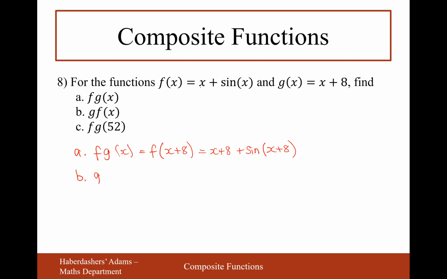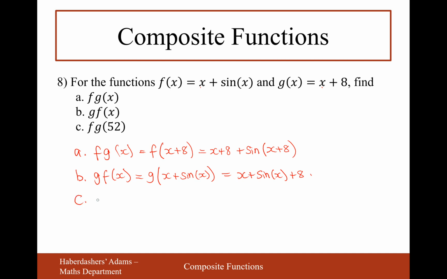Moving on to part B is now going to be gf of x. So it's going to be g of the f function. The f function is x plus sine x. And then I need to put this algebra into the g function. The g function only has one x, so I'll just rewrite out this algebra where x is. So it's going to be x plus sine x. And then I'll finish off the g function, plus 8.